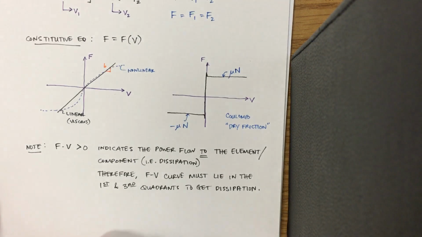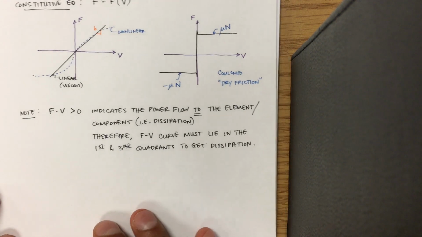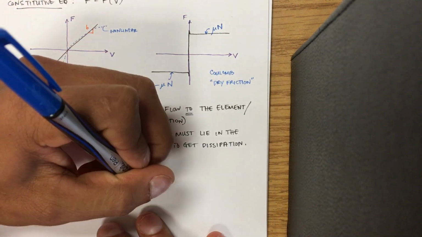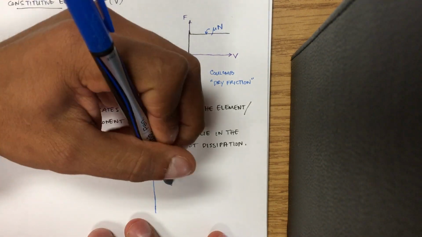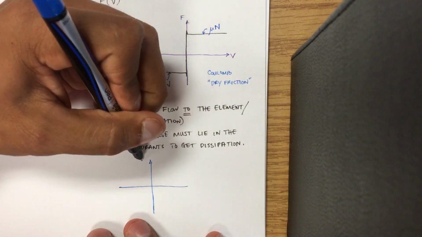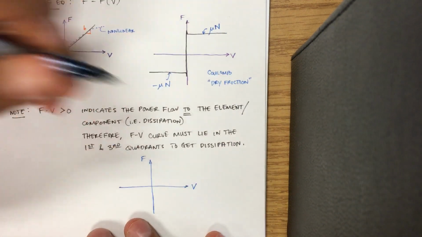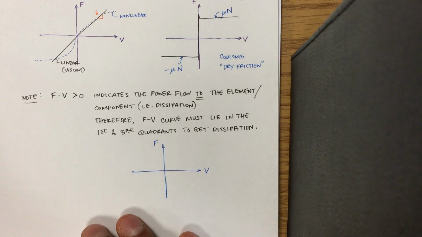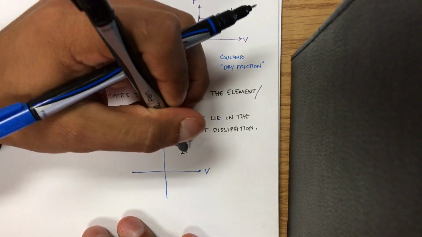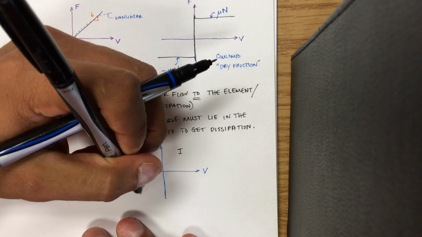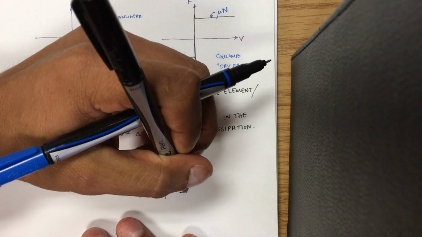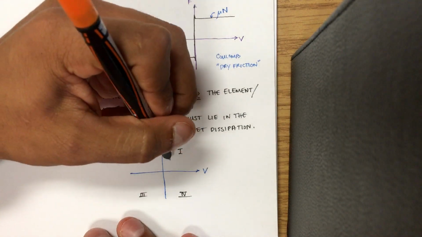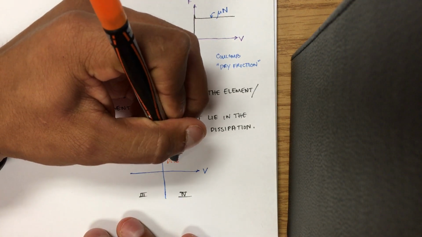So if I can, let me just draw another figure down here of my FV plot, where we have quadrant 1, quadrant 2, quadrant 3, quadrant 4. And we have dissipation in 1 and 3.